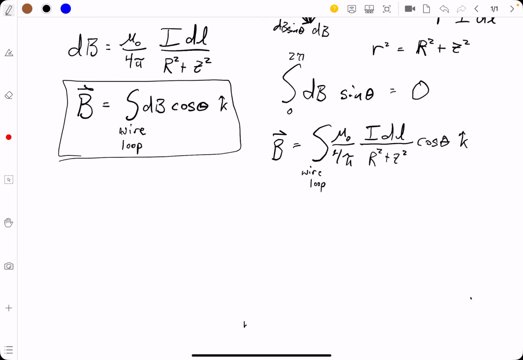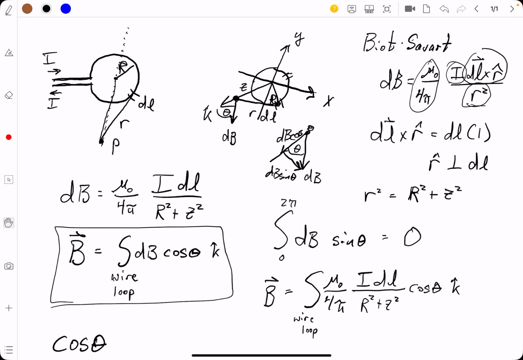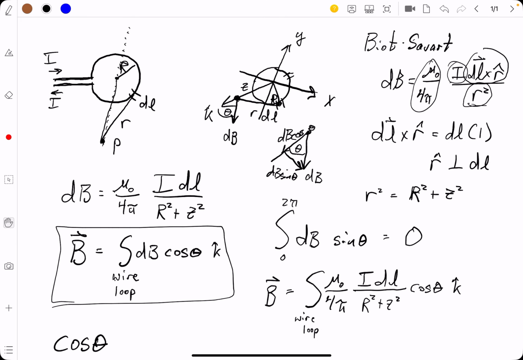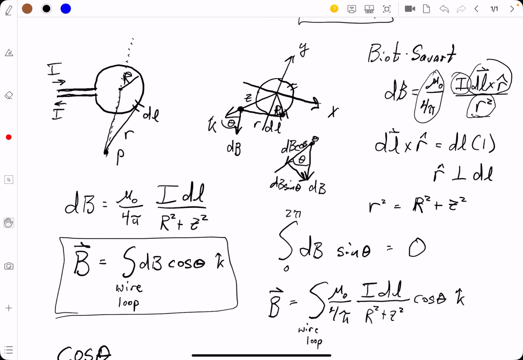What is cosine of theta? And we want to have cosine of theta in terms of r, this r and this r. So what is the cosine of theta?